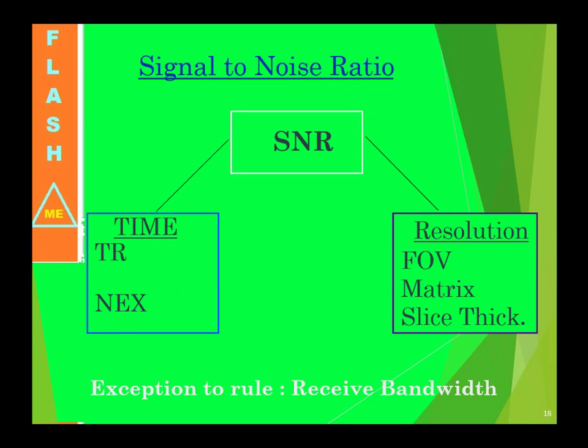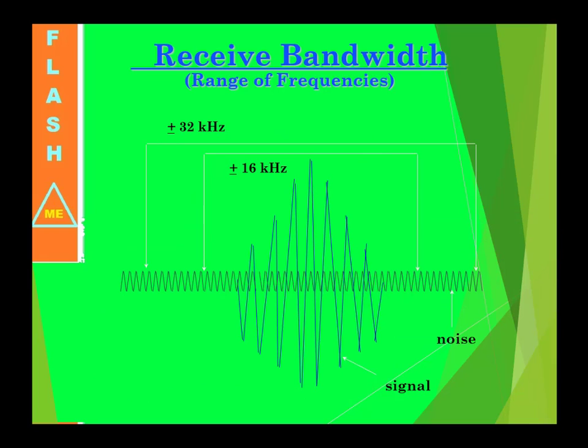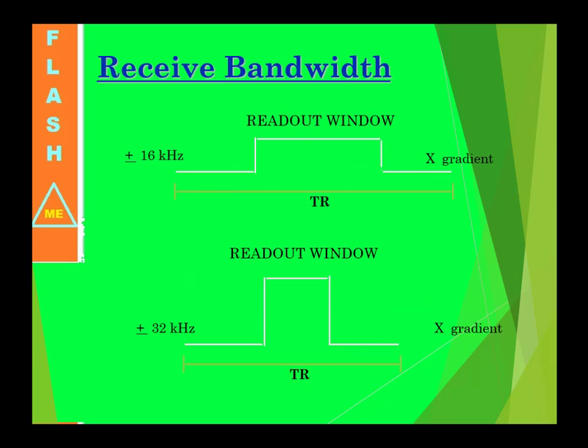Signal-to-noise ratio. Exception to the rule: receive bandwidth. SNR, plus 32 kHz, plus 16 kHz. Noise, signal, X gradient, plus 16 kHz. Receive bandwidth, TR, readout window, X gradient, plus 32 kHz.